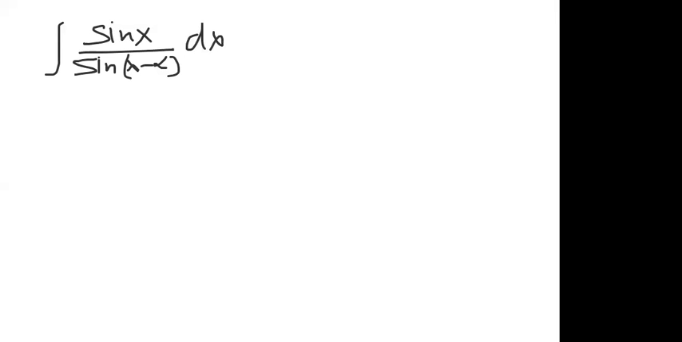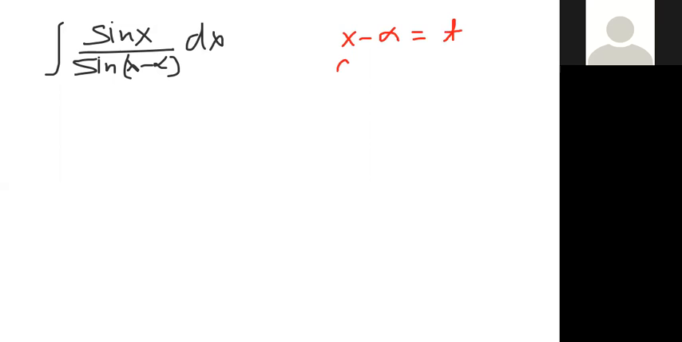A question came: integral sin x upon sin(x minus alpha) dx. Now in this case we need to suppose x minus alpha equals t. So dx will be equal to dt.